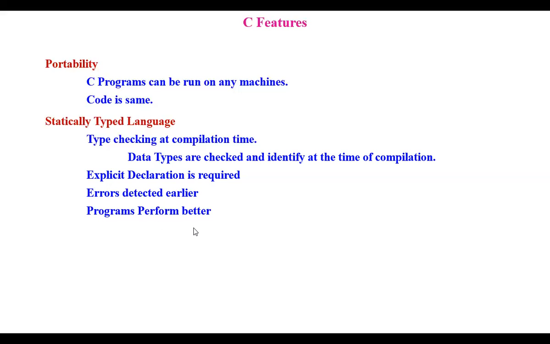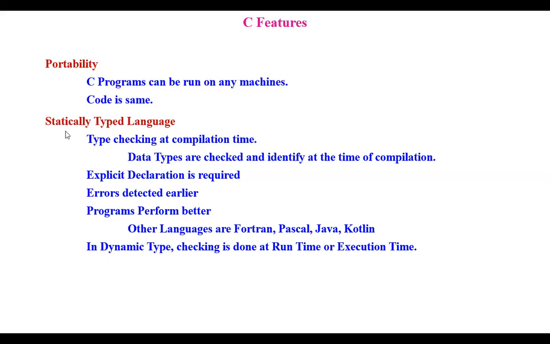Programs perform better because at the time of compilation itself, we are taking care of all this error checking. The final program which you are finally running or executing will come out very beautifully, and we get a better picture, a good program. Similar to this, statically typed languages include Fortran, Pascal, Java, Kotlin. All these are similar types of programming languages.